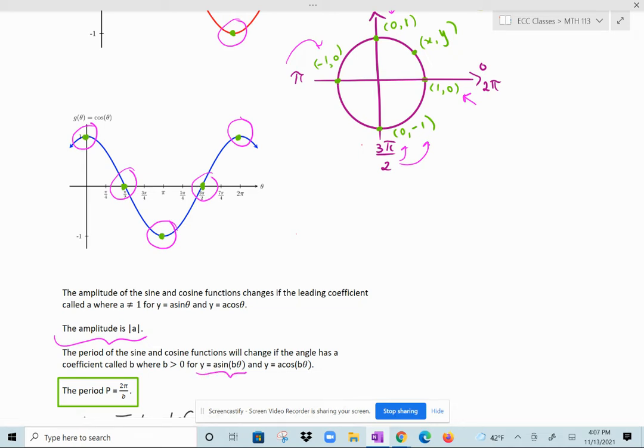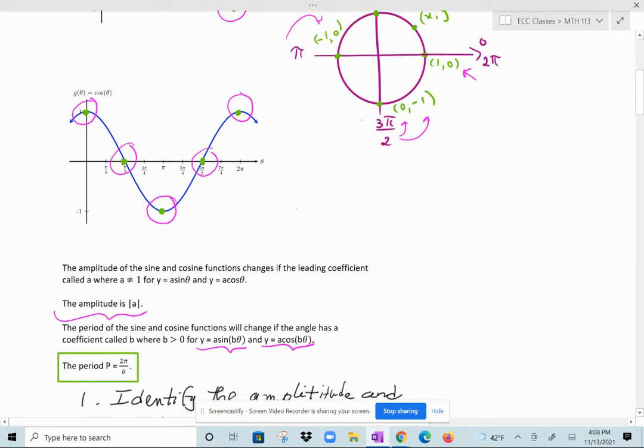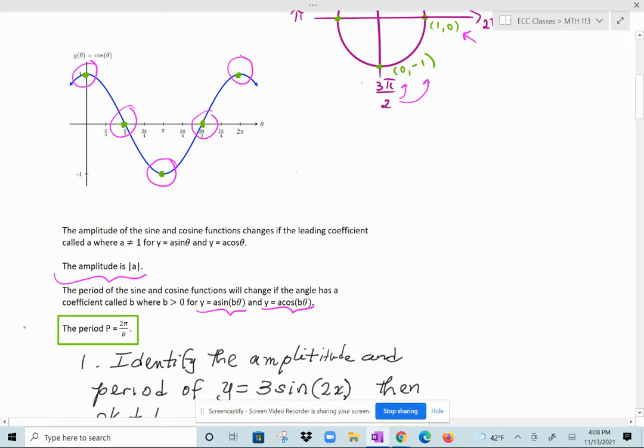So here, if I have y equals a sine of b theta and y equals a cosine of b theta, that b being multiplied by the angle theta will affect your period. And the way that period is computed is that you would say that the period p is equal to 2 pi divided by b. So it is possible for the period to get shorter than 2 pi units or longer than 2 pi units, depending on what the value of b is.